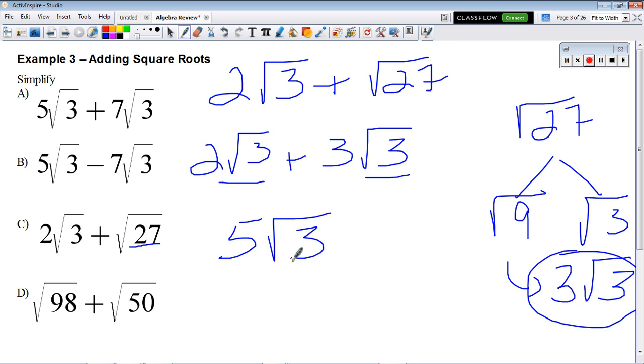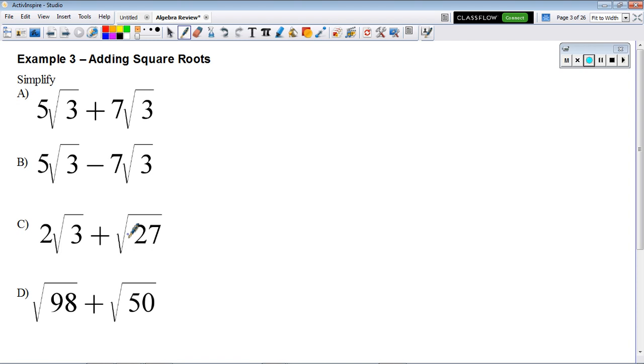So just because the square roots are different, don't just assume that there can't be any adding or subtracting that could be done. Always take a look and see if any of the square roots can be simplified first before you say that there's no adding or subtracting that could be done there. And then for part D, same sort of thing as I have with part C. I got two different square roots here, and notice the numbers inside them are different.